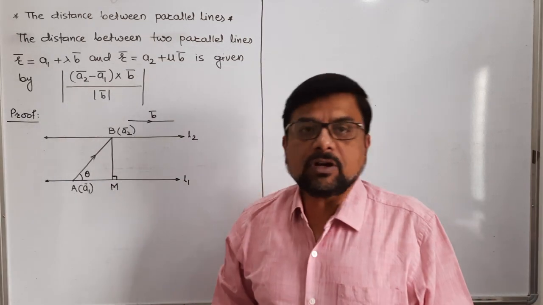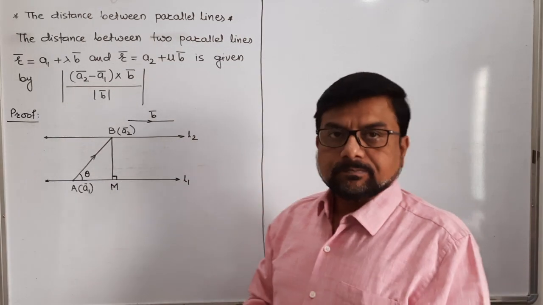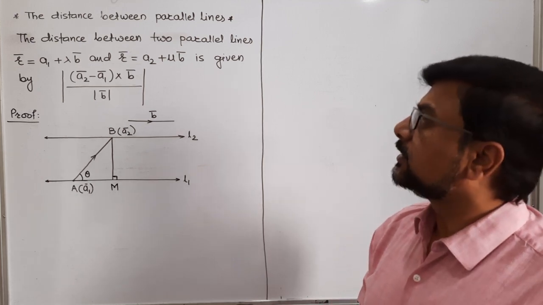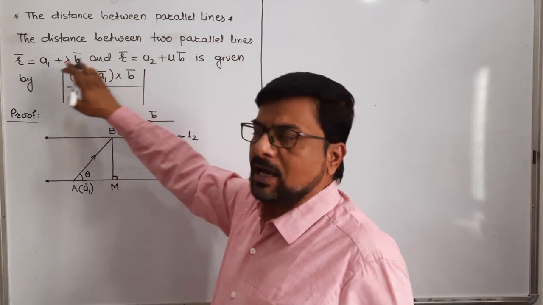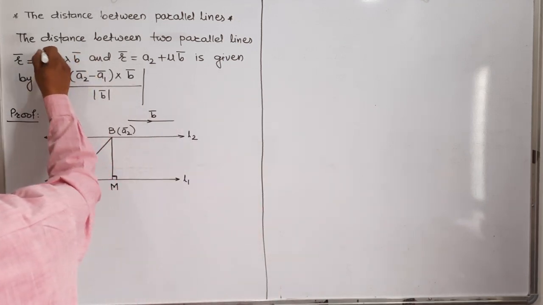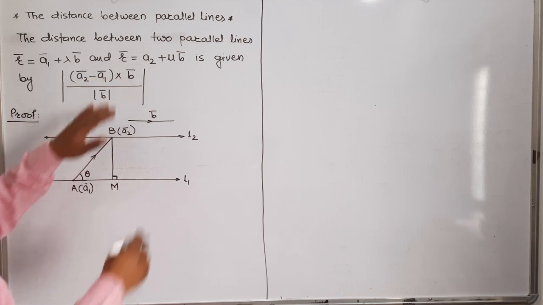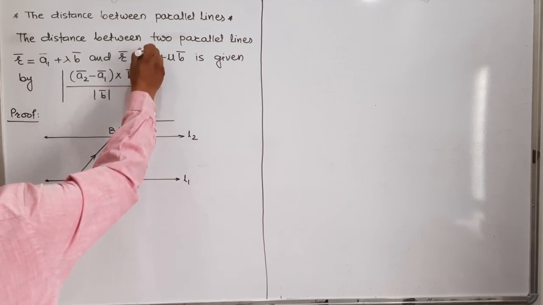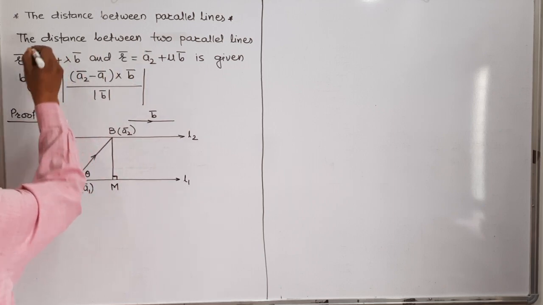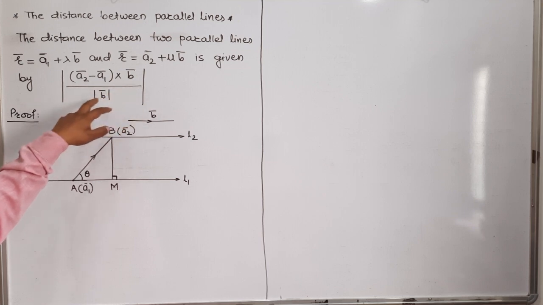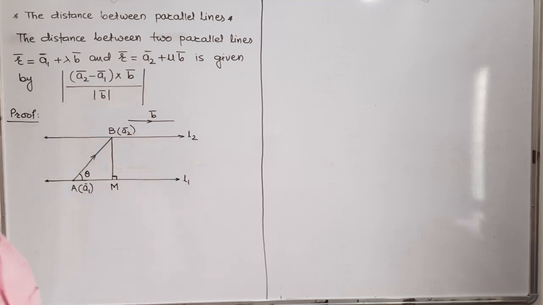Now the last theoretical concept from this chapter, the distance between two parallel lines. The distance between two parallel lines r vector is equal to A1 vector plus lambda into B vector, and r vector is equal to A2 vector plus mu into B vector is given by mod of (A2 minus A1) cross B vector upon magnitude of B vector.